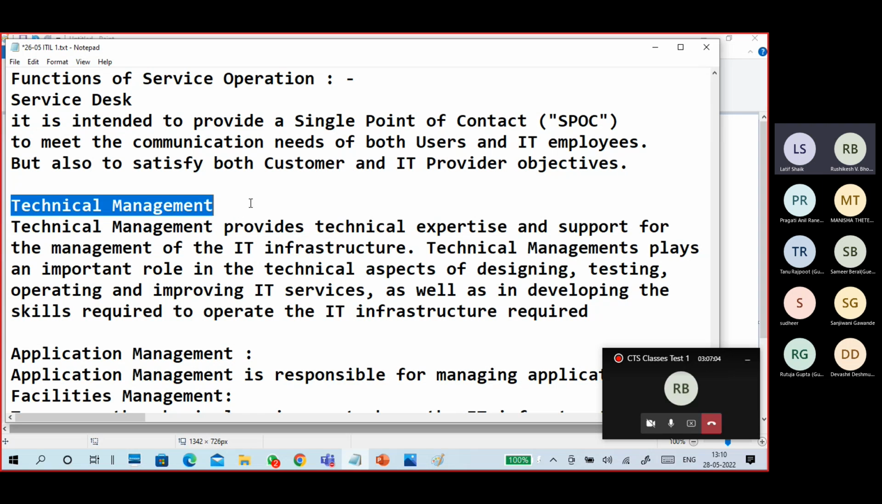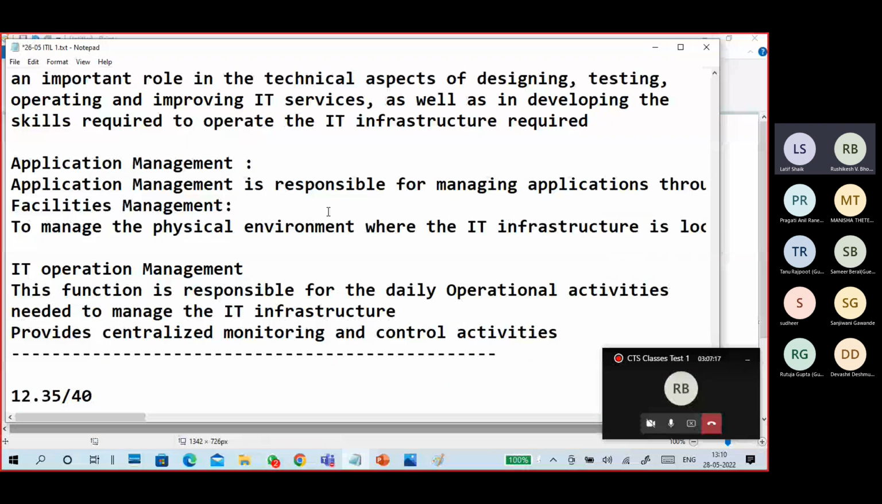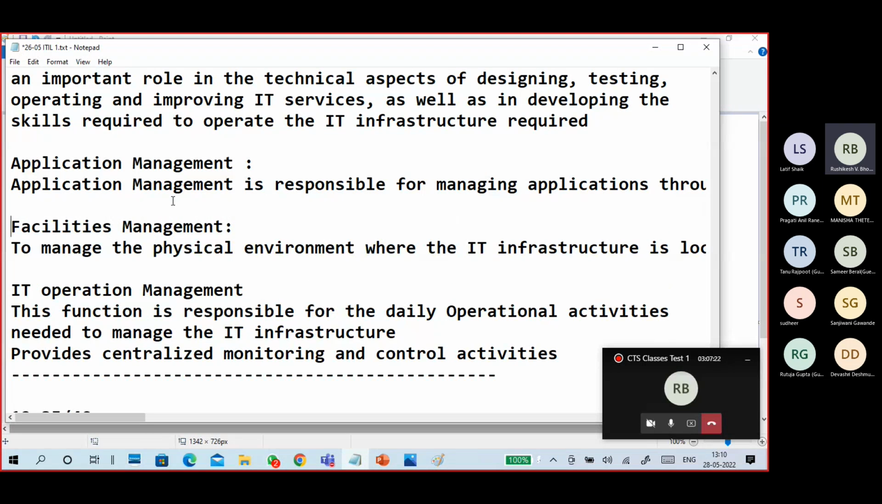Technical management, you know that one. These are people who are experts to solve the issues, with expectations in different roles. So that is the technical management kind of people. Application management, facility management, IT operation management.